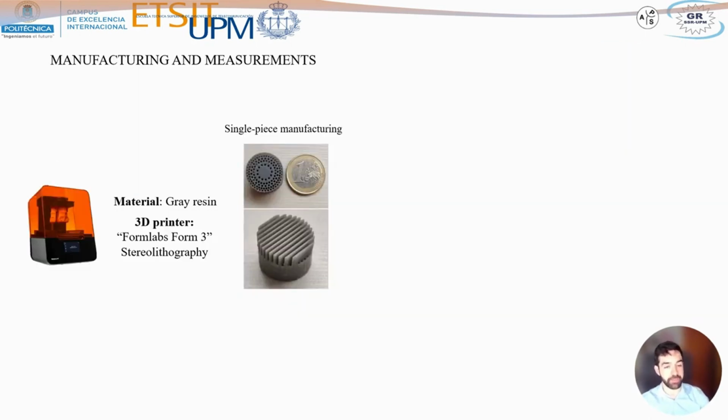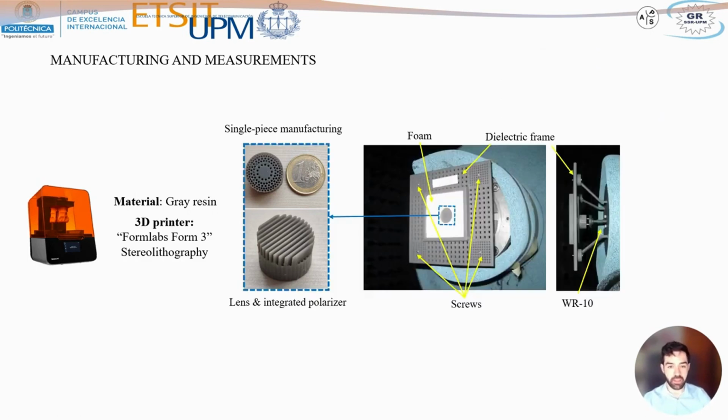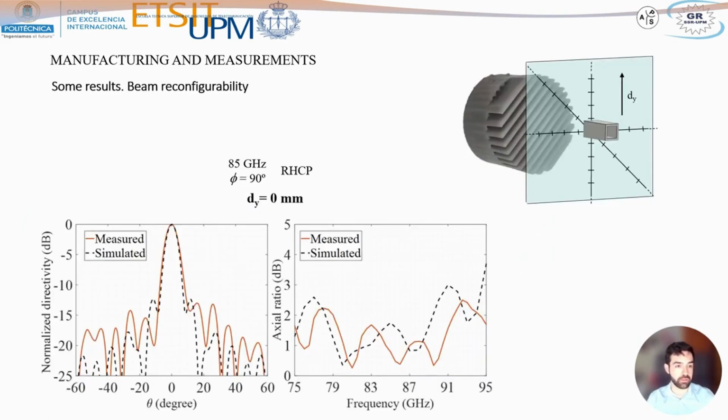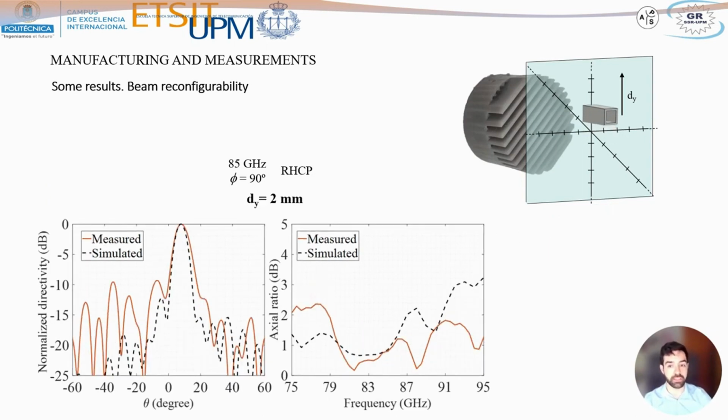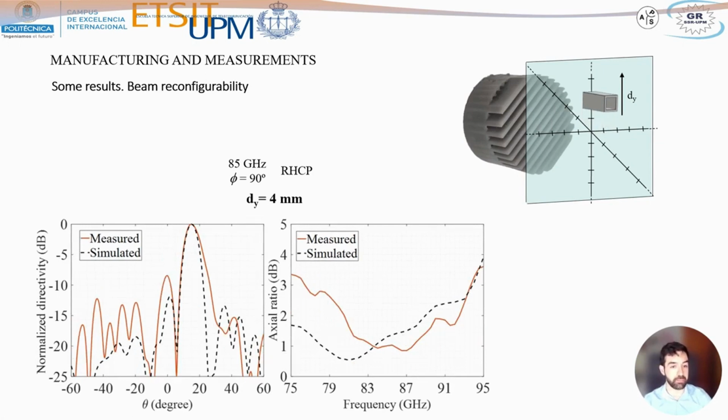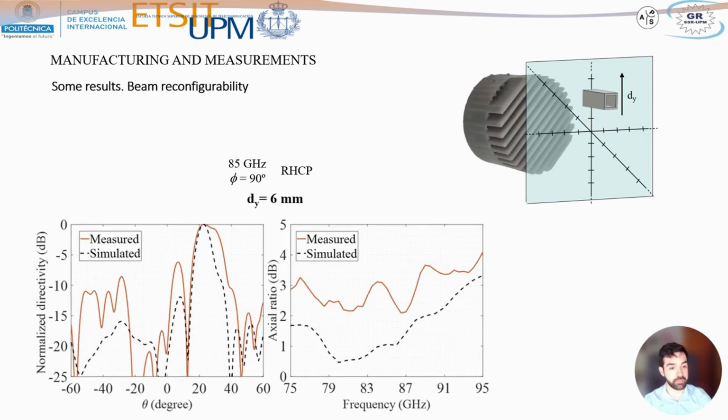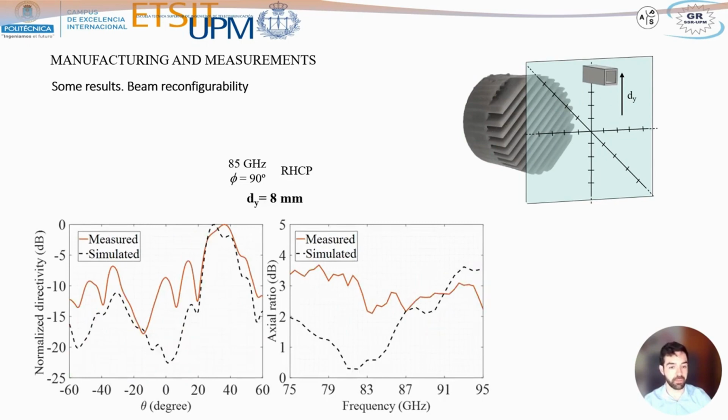Now here's a picture of the gradient index lens with the integrated polarizer that was manufactured as a single piece. A dielectric frame was also manufactured to achieve beam reconfigurability by displacing the CP lens with respect to the feeder. Now, to end, I'm going to show you here the validation by measurement of the CP lens. As you can see, the main beam can be tilted up to 30 degrees. Thank you very much.